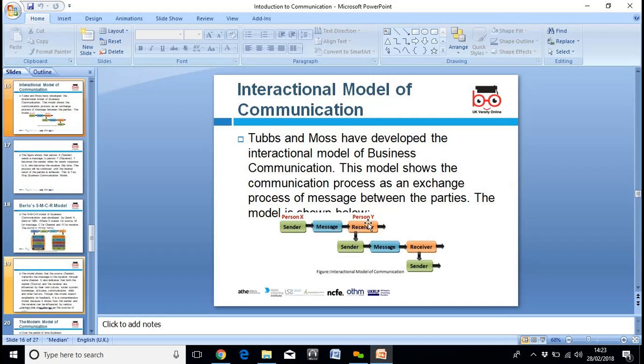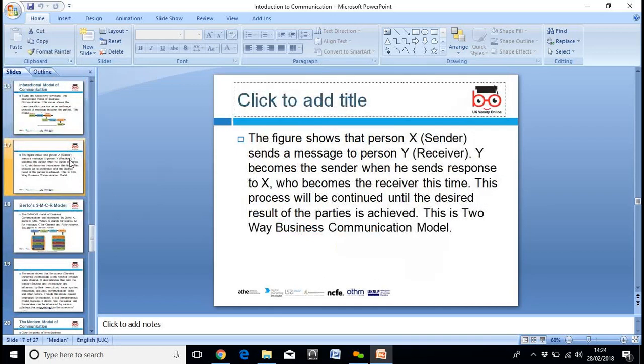You've got a message. The message goes back from the sender, and they give another message back where they become the receiver and the sender. So therefore, it's much the same as the circular method, where one person is sending information to the other one by whatever means, and that person then responds to the information that's been sent. Showing exactly the same thing as the one before. He sends his response to X, who becomes the receiver this time. It's just saying that instead of a circular model, it's backwards and forwards. That's a two-way business communication model.